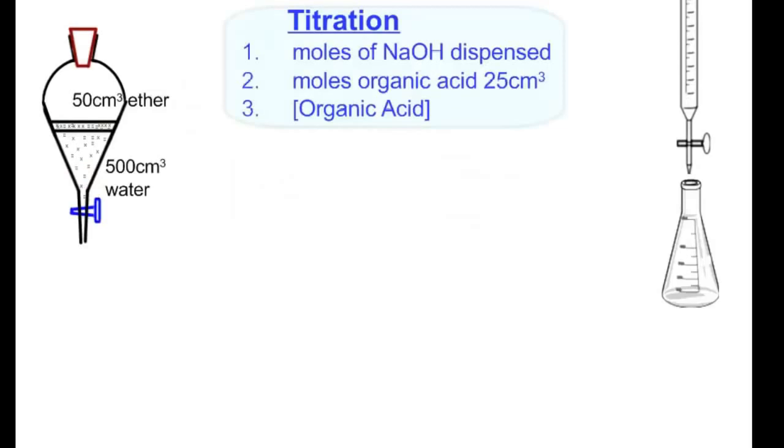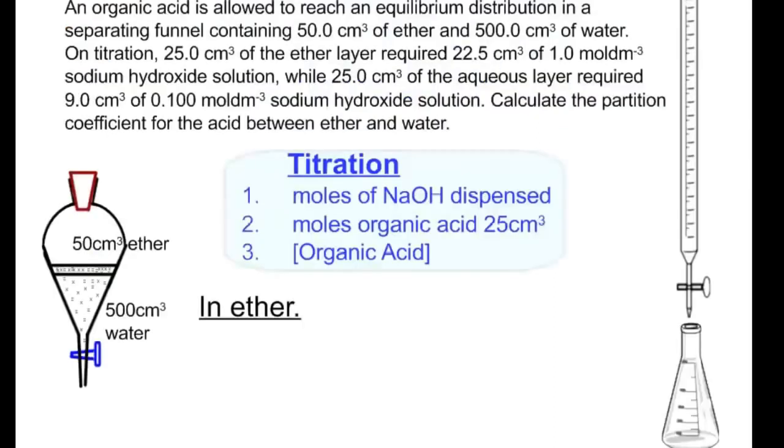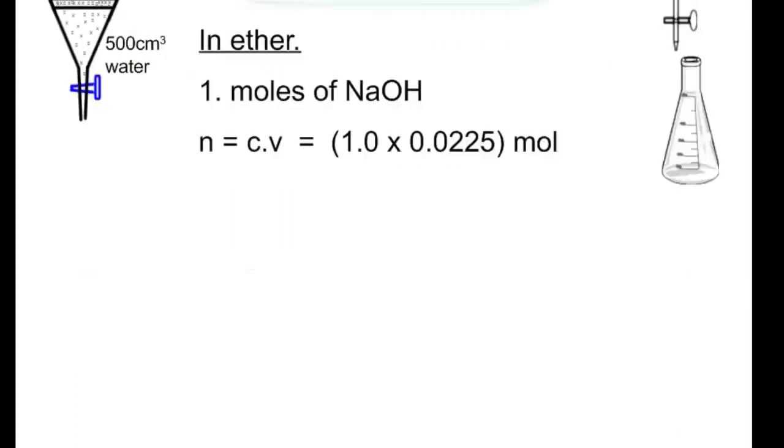So if you haven't already done so, work out the concentration of the organic acid in the ether and aqueous layers. Alright, the ether first of all, so we want to use n = cV. c is the concentration, which is the concentration of the sodium hydroxide, 1.0, times the volume. Remember to change the volume from cm³ to dm³ by dividing by 1,000, so it's 0.0225. And that gives us the number of moles of NaOH.